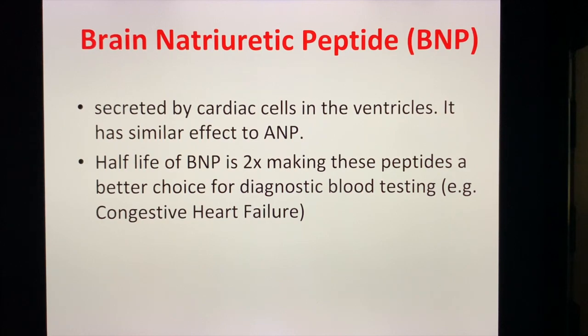Then we have another clinical pearl, which is your brain natriuretic peptide. This is also secreted by the cardiac cells, but this time it's secreted by the ventricles. So ANP, letter A is the atrium. Ventricles is the brain. So don't forget, letter V is ventricles, letter B, the brain, or why not, the brain and the ventricles. So the effect is similar to ANP.